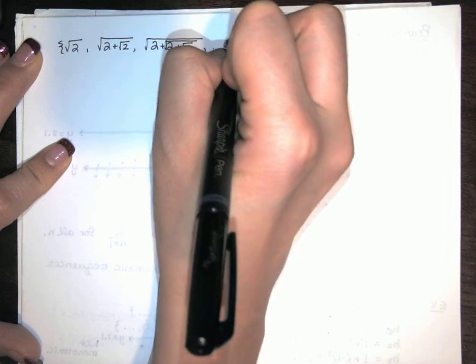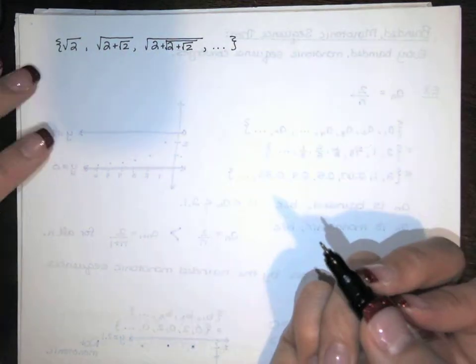So we've got a sequence. It's got the square root of 2 as its first term, the square root of 2 plus the square root of 2 as its second term, and then 2 plus the square root of 2 plus the square root of 2 as its third term, and so on. So that's our sequence.